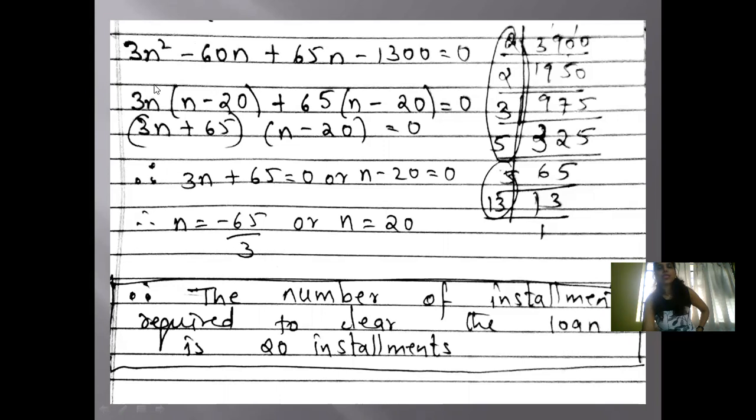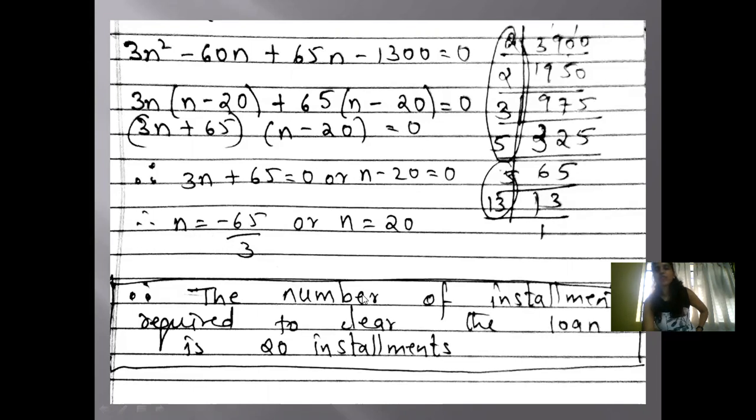Now you group it, you take 3n common, so you get n minus 20 in the bracket plus 65. When you pull out common, you get in the bracket n minus 20. So in one bracket you get 3n plus 65, and in the other bracket you get n minus 20, and the product is equal to 0. So 3n plus 65 is equal to 0 or n minus 20 is equal to 0. So n is equal to minus 65 upon 3, which is not possible. So you ignore this value. You take n is equal to 20.